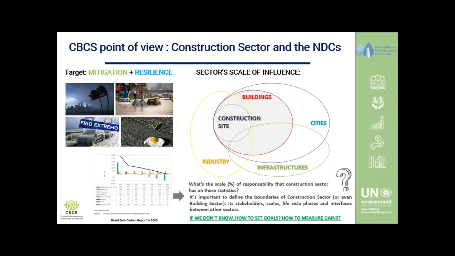What's the scale of responsibility that the construction sector has on these statistics? We think it's important to define the boundaries of the construction sector or even the building sector, its stakeholders, its scales, the life cycle phases and the interface between other sectors. If we don't know how to set goals and how to measure the gains, that's why we think it's difficult for our government to see the real impacts of the construction sector in general and the NDCs that they are in.